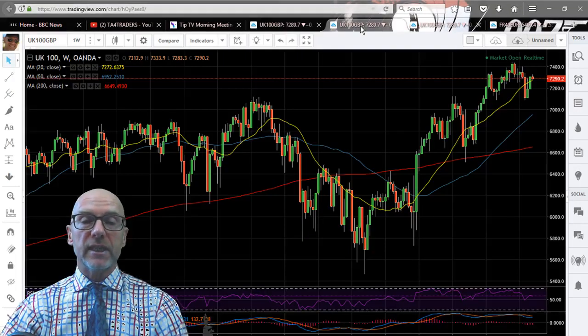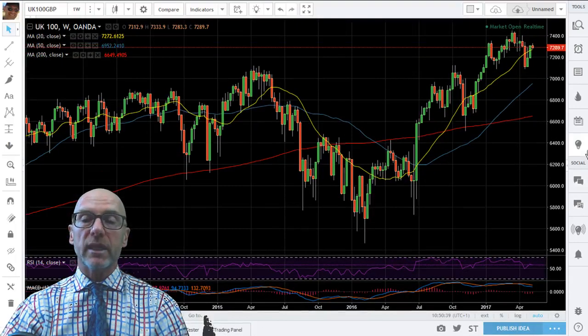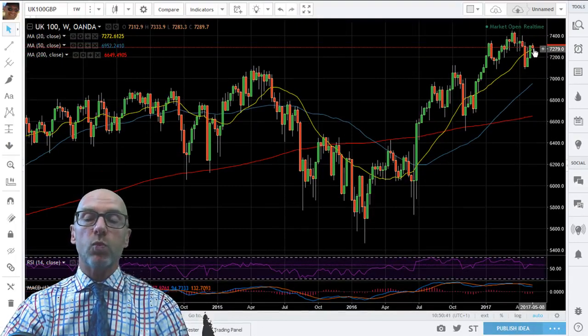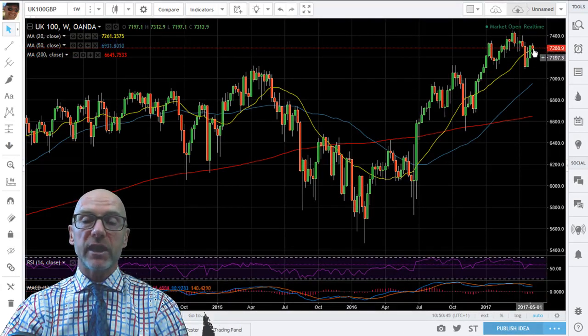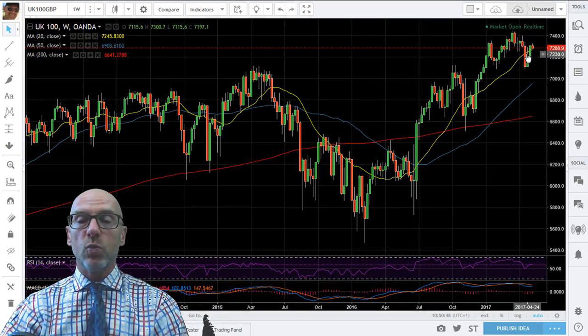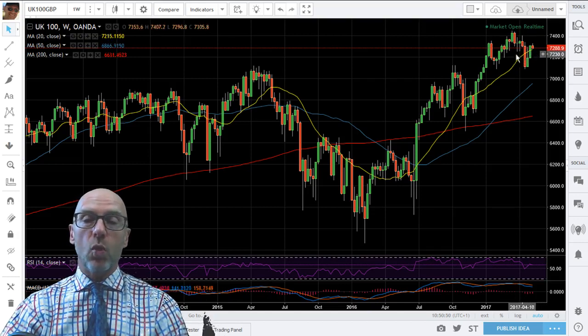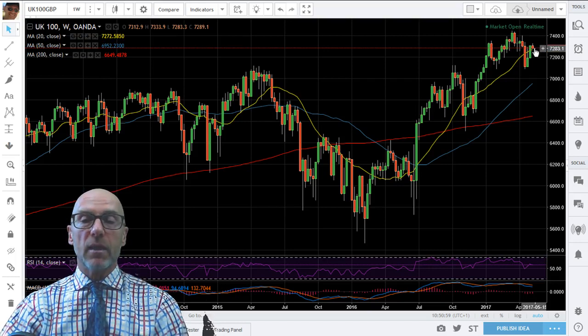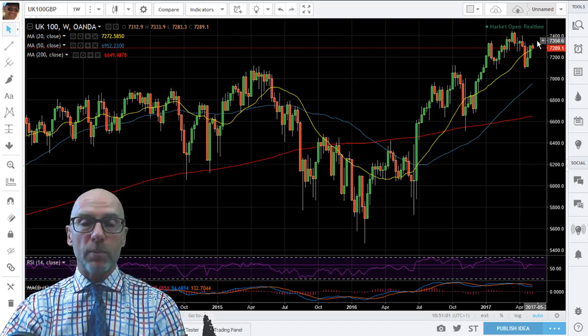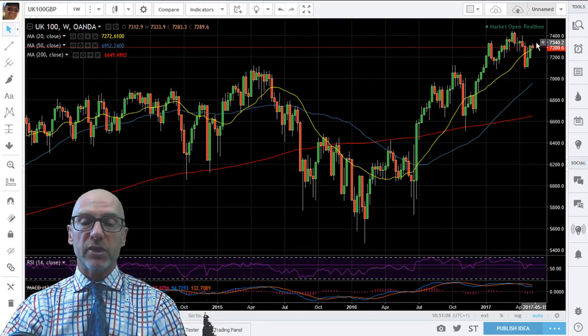Looking at the longer term, this is a weekly, so each candle represents 1 week's trading. You can see that the 20-week moving average here is giving the support. I would just warn that there's a potential head and shoulders, left shoulder, head, right shoulder formation, which could be a warning sign. But if the moving average holds and we push higher, that will nullify that picture. But you should be aware that there is that potential on this weekly chart.